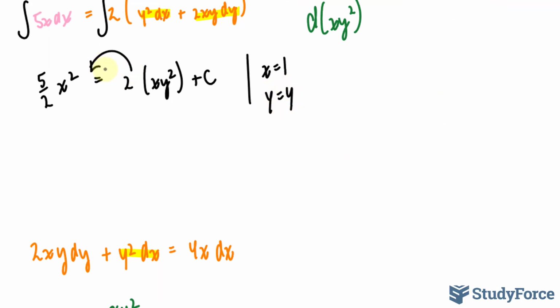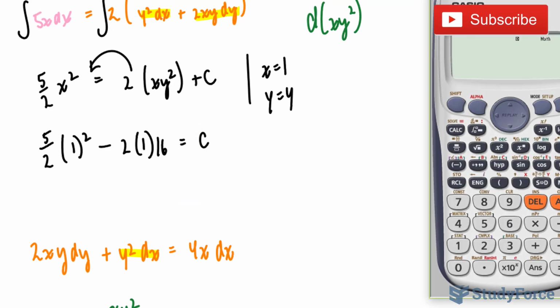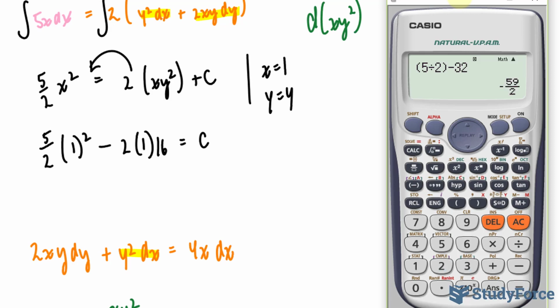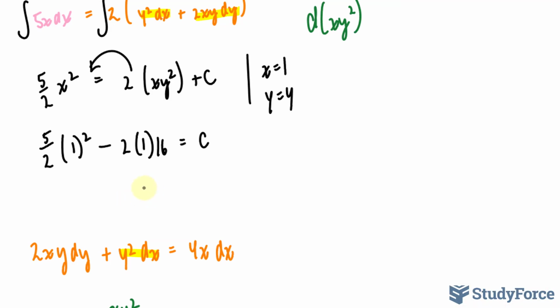and I can solve for c. Of course, I can bring this over, but I don't need to. If you want to, it'll look like this. We have 5 over 2 times 1 squared minus 2 times 1, and this y is squared, so 4 times 4 is equal to 16, which is equal to c. Using my calculator now, I can find out what this is equal to. 5 over 2 times 1, which I'll just leave as 5 over 2, and 2 times 16 is 32, negative 59 over 2. So c is equal to negative 59 over 2.